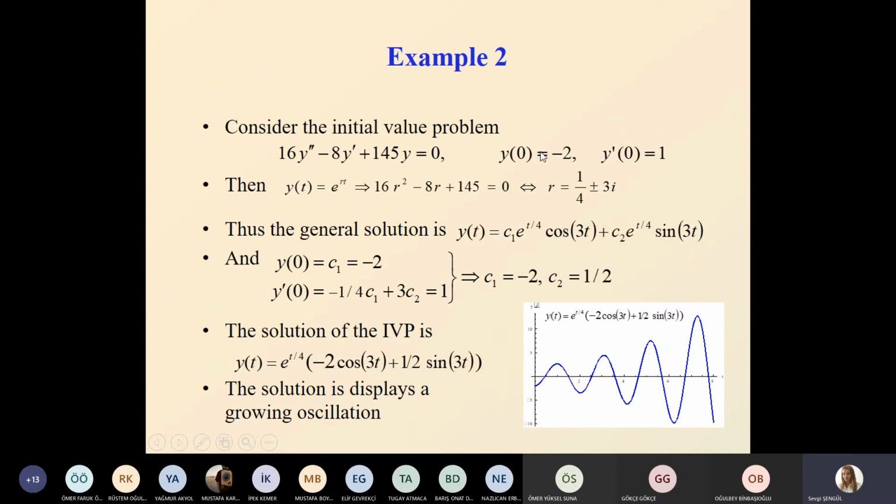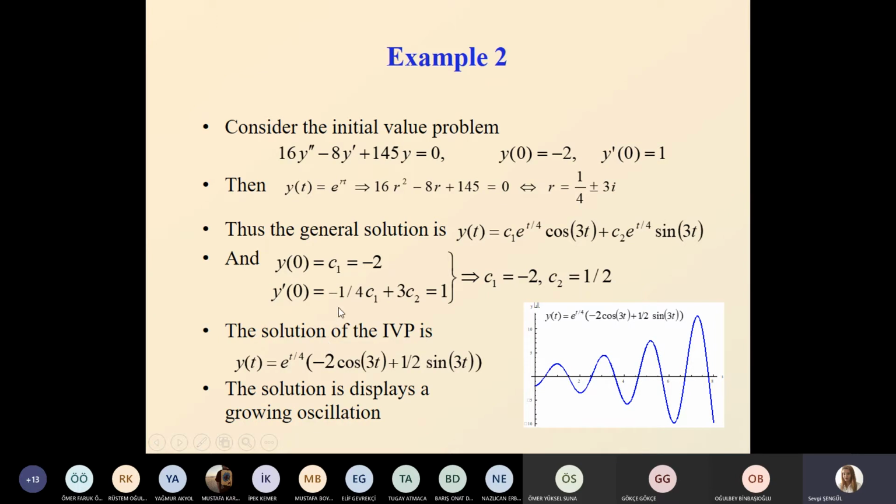And we need to apply the initial conditions. We plug in 0, that's why C1 will be just negative 2. We will take the derivative and we will plug in 0 for t and make it equal to 1. And these are the constants. And if you plug the constants into the general solution, you will see this is going to be the solution of your initial value problem.